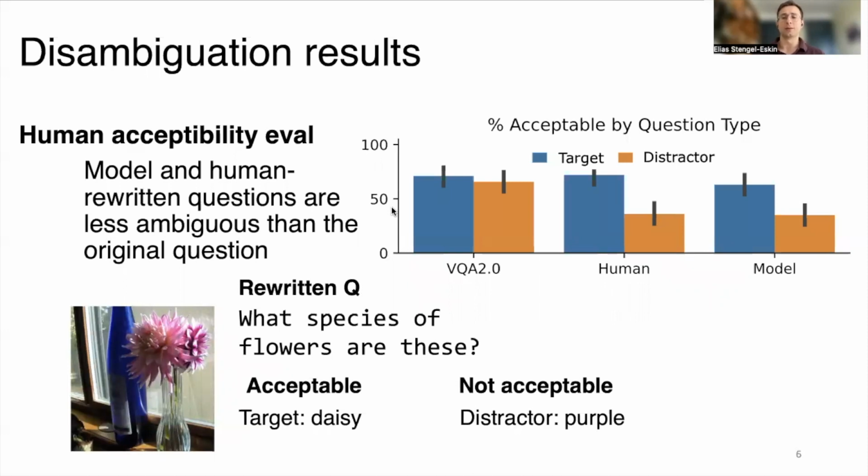When we ask annotators to rate a target answer and a distractor answer, which comes from another answer group, as either being acceptable answers or unacceptable answers to a question, we find a significant drop in the percentage of distractor answers rated as acceptable. This is true both for the human rewritten questions that our annotators produced, as well as the model rewritten questions coming out of our visual question generation model.